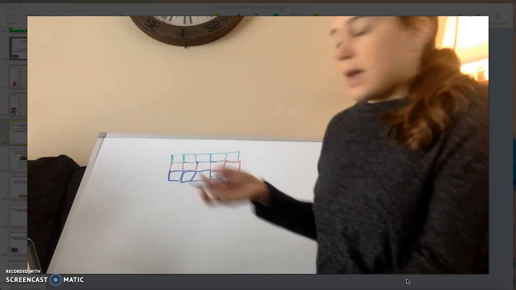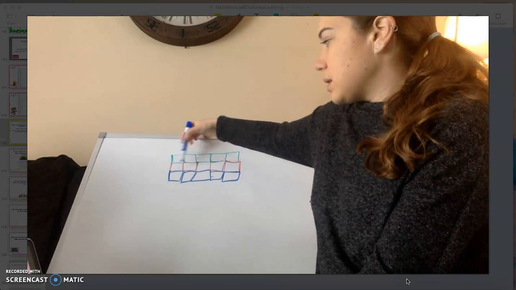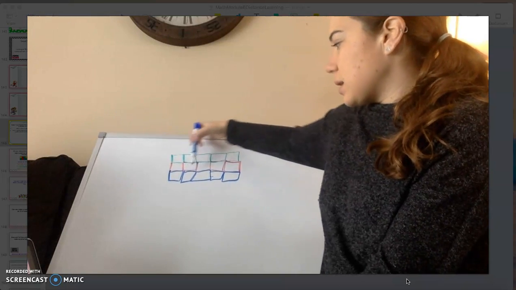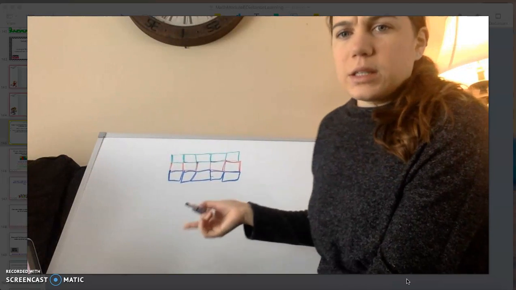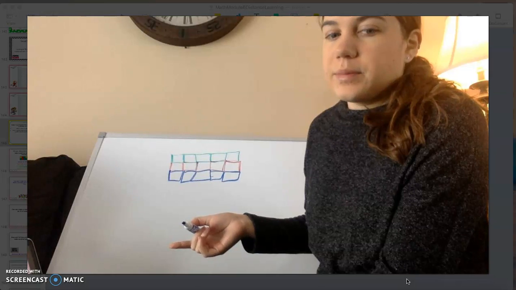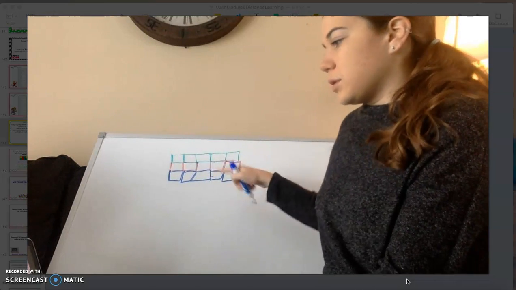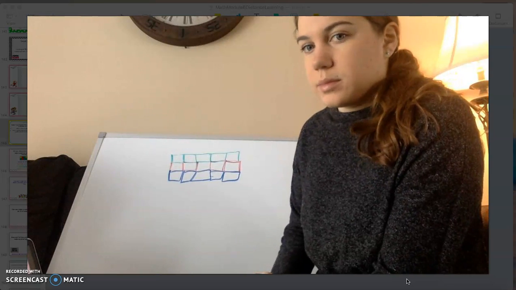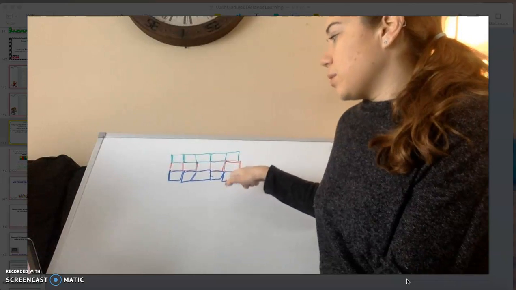Let's see how many we have all together. 1, 2, 3, 4, 5, 6, 7, 8, 9, 10, 11, 12, 13, 14, 15. How many tiles do I have all together? Good, 15. Now, are they in 3 equal groups? Yeah, they're in 3 equal groups, in 3 rows of 5.